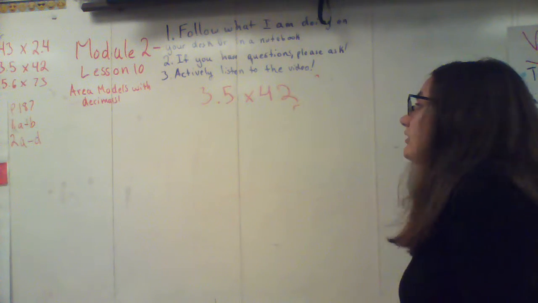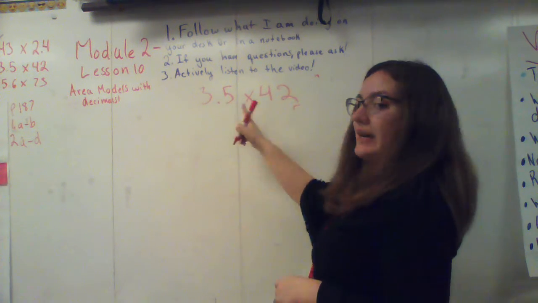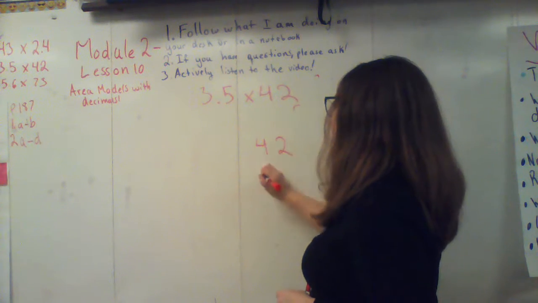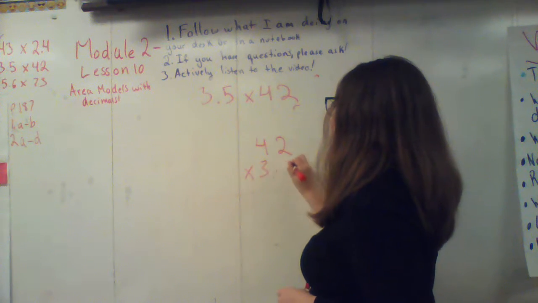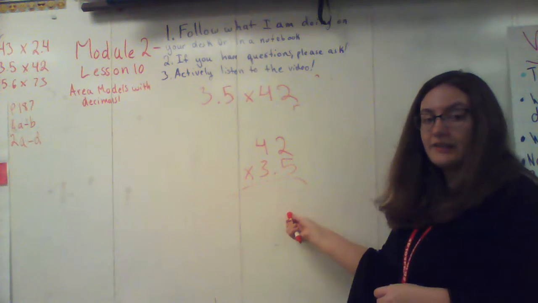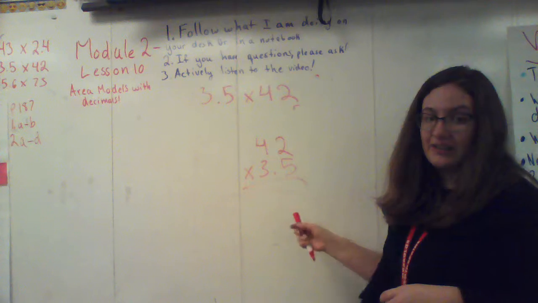So since I flip-flopped these the first time, I'm going to keep them flip-flopped. So I'm going to have 42 on top times 3.5. You'll get the right answer either way. It's just that your partial products from the area model might not add up to these.